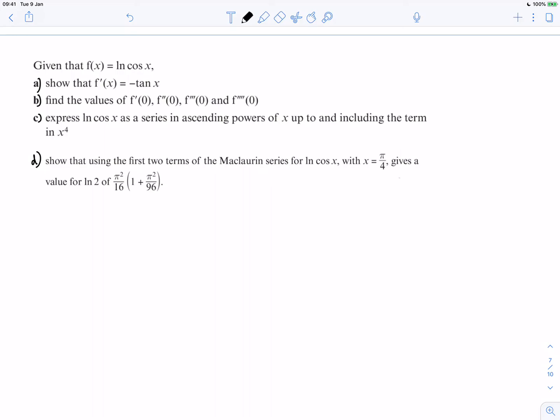So, given that f of x equals ln of cosine x, so just to be clear, f of x equals the natural log of cosine x. Both these functions I've talked about before in previous videos, and we know how to differentiate them, so that should be fine. Show that f dash of x is minus tan of x.